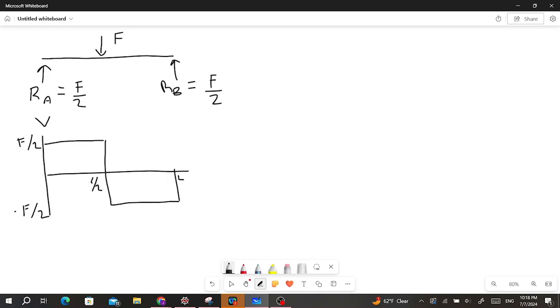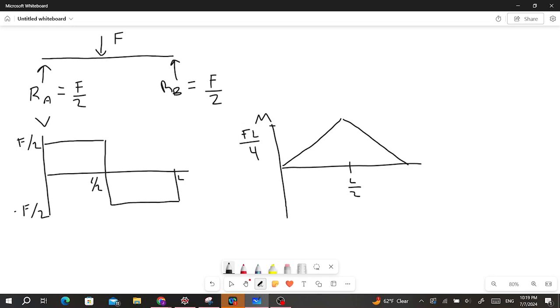And then our moment diagram, again, we should have plenty of practice with these at this point, but our moment diagram will look like this. So at L over 2, we will be at FL over 4. Okay, so from these diagrams we can see that in this case both positive and negative shear have the same magnitude, so our Vmax is F over 2, and our maximum moment is equal to FL over 4.